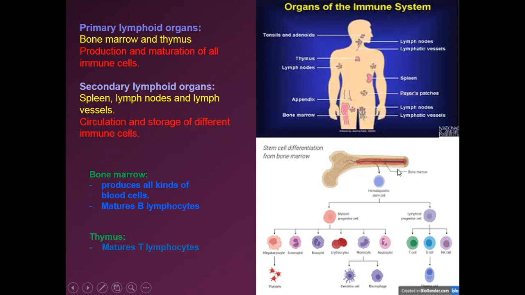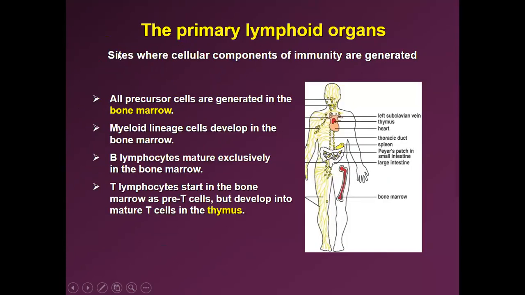This is the bone marrow, where all types of blood cells are made. The primary lymphoid organs are sites where cellular components of immunity are generated, all precursors. Precursor cells are generated in the bone marrow. Myeloid lineage cells develop in the bone marrow. B lymphocytes mature exclusively in the bone marrow. T lymphocytes start in the bone marrow as pre-T, but develop into mature T cells in the thymus.